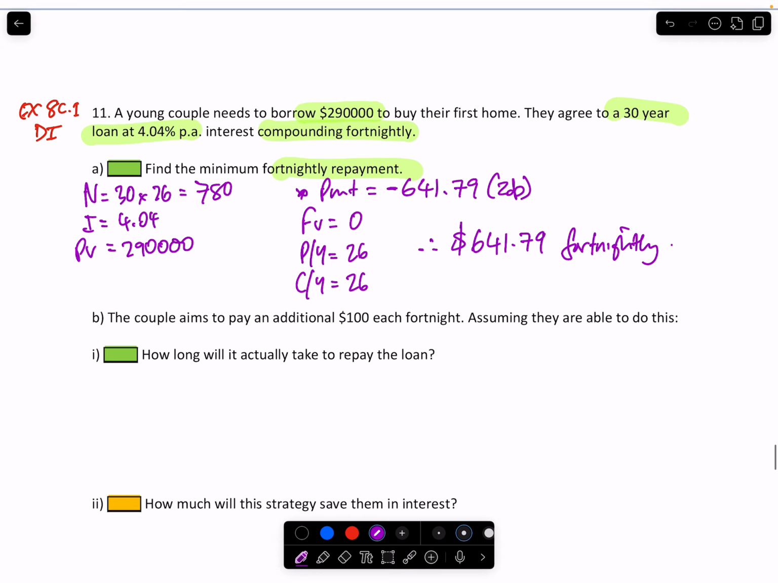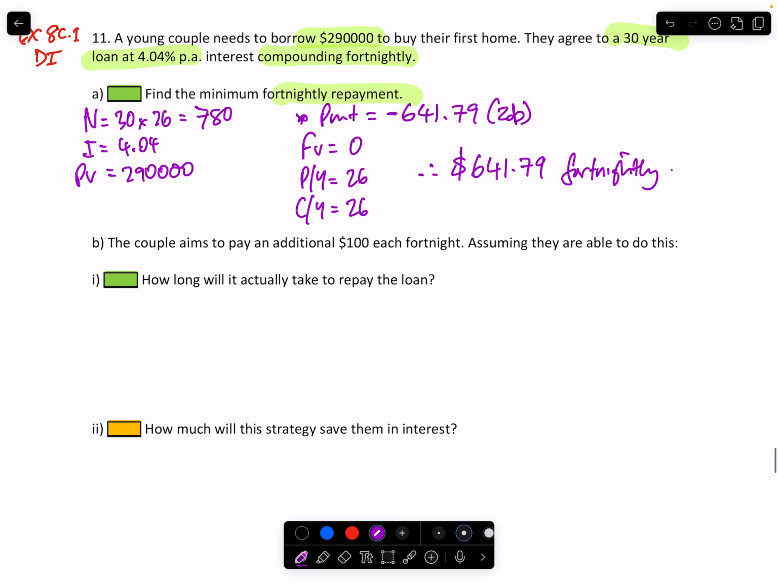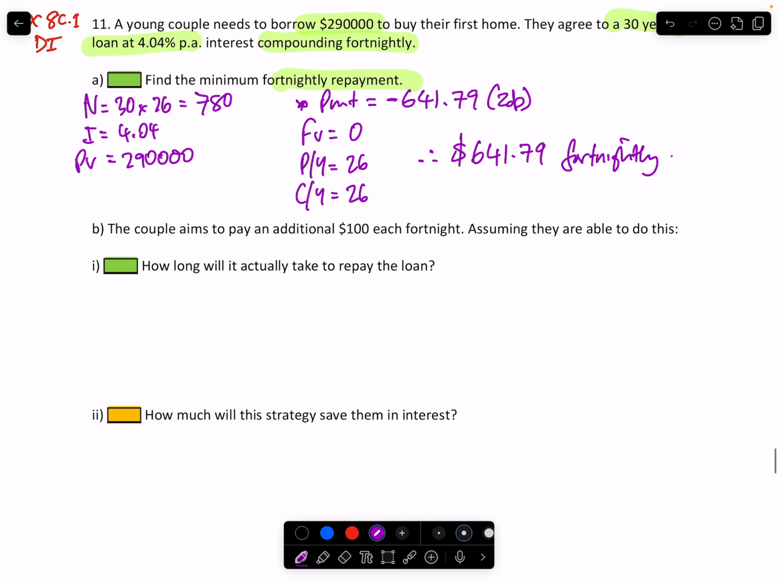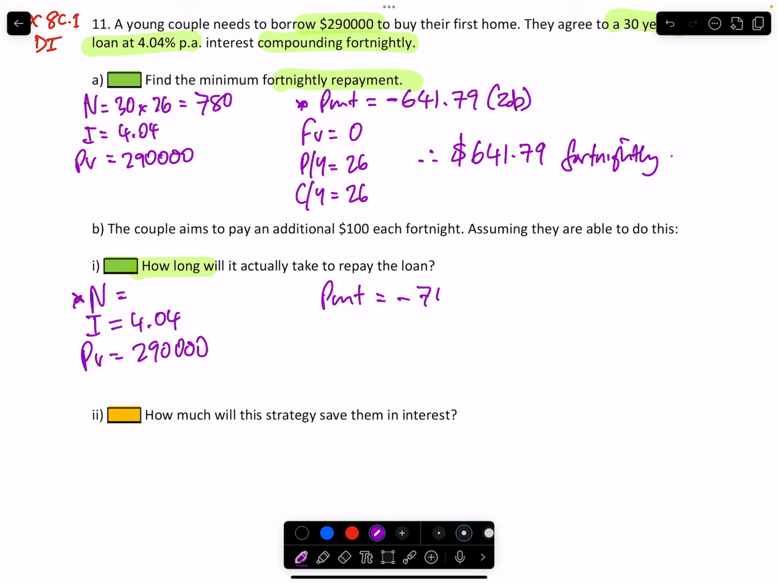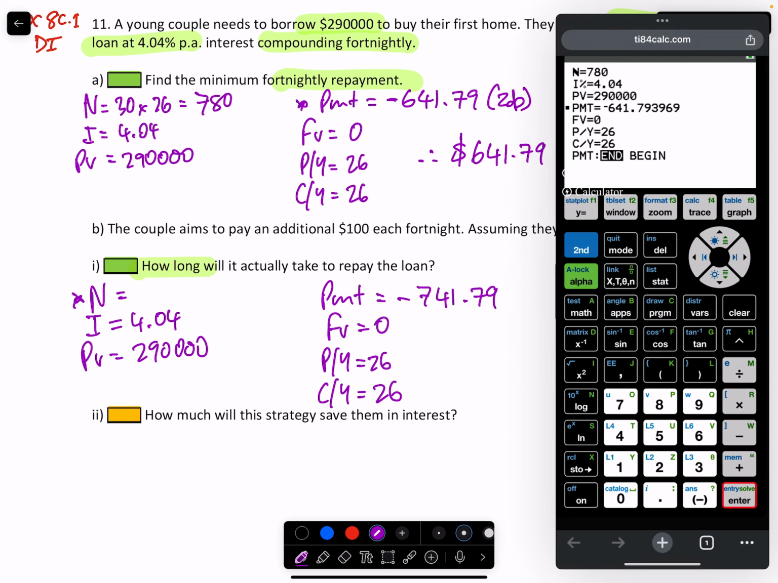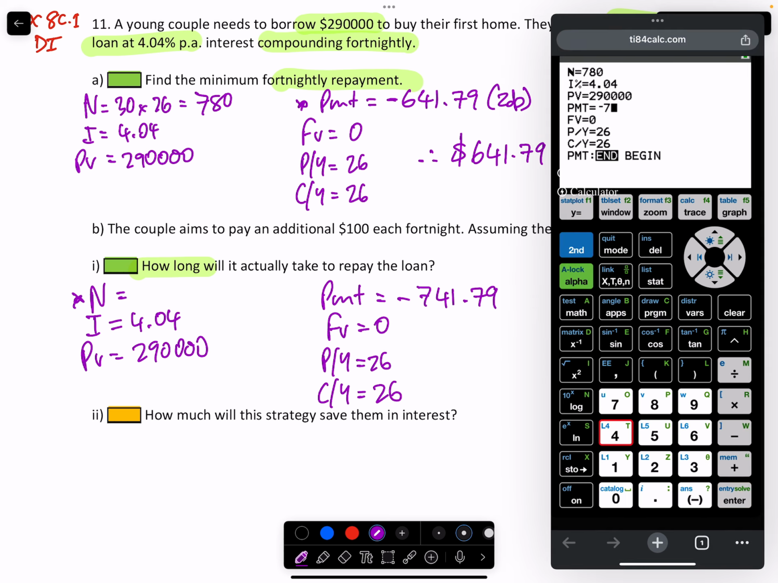The couple aims to pay an additional $100 each fortnight, assuming they're able to do this. How long will it actually take to repay the loan? So how long? We're finding N. Star on N, the interest rate is 4.04. PV is 290 grand. PMT now is going to be negative 741.79 because it's $100 more. They're trying to speed run as best they can. I don't want to owe the bank anything at the end. PY is 26. CY is 26. Was it? No. So negative 741.79.